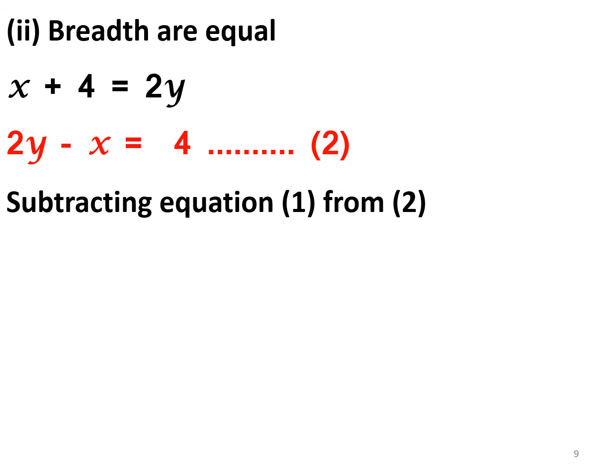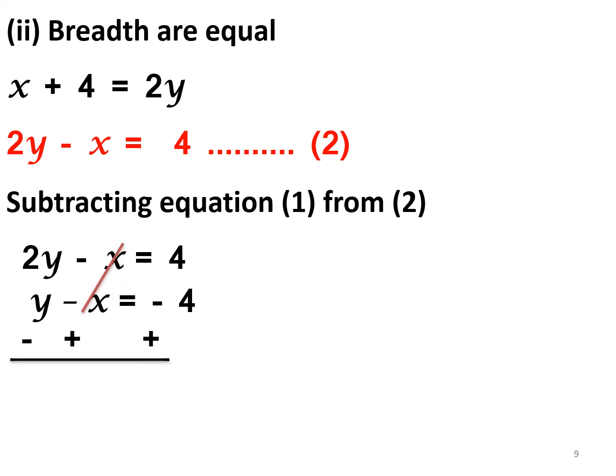Subtracting equation 1 from 2: 2y minus x is equal to 4, minus y plus x is equal to plus 4. Minus x plus x gets cancelled. 2y minus y is y. 4 plus 4 is equal to 8. And therefore the value of y is 8.